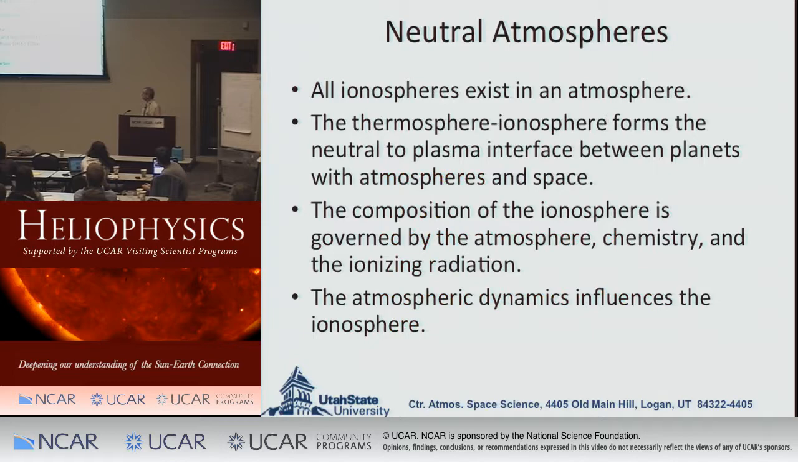Let's begin. The neutral atmosphere: any ionosphere is going to be in a neutral atmosphere. So for a few minutes, we'll show a few slides about neutral atmospheres from an ionospheric person's perspective. All ionospheres exist in an atmosphere. That's maybe obvious. The thermosphere-ionosphere forms the neutral-to-plasma interface between planets with atmospheres and space. And that's coming back to this region we're going to talk about. The composition of the ionosphere is governed by the atmosphere itself, the chemistry that goes on, and the nature of the ionizing radiation. And Dana did a pretty good job on that too, giving you a first time through.